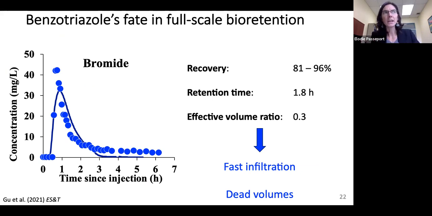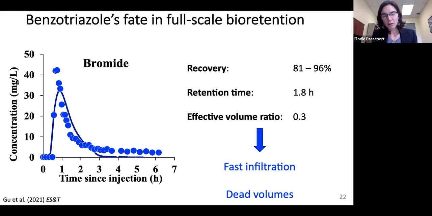In other words, we didn't have major leaks where we would have lost our tracer. From this tracer curve, like this kind of signal in the effluent, we were able to estimate the retention time of the system, and this was 1.8 hours. And so for those who might be in the field of green infrastructure, this is very short. It means the water infiltrated very fast through the system, and much faster, in my opinion, than it should, given that the systems are designed so that they drain the water in 24 hours.